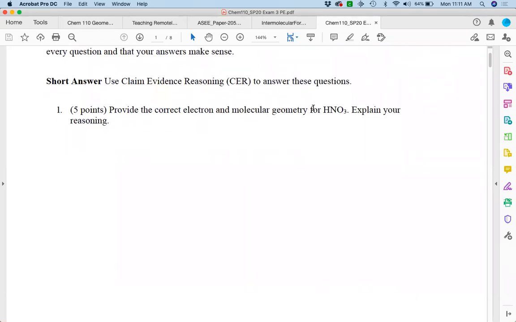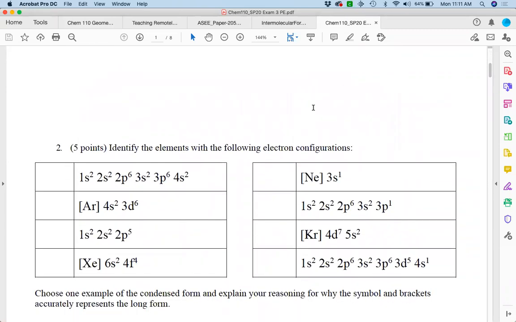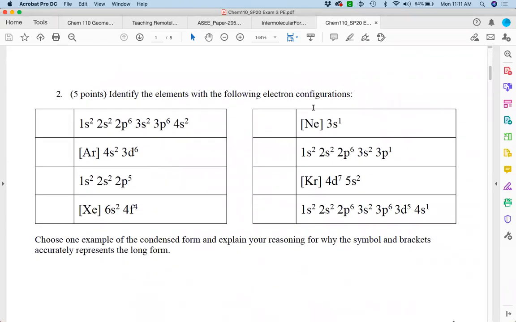Being able to do a claim evidence reasoning statement is a likely problem that you will see. So is the ability to provide the correct electron and molecular geometry, and being able to identify elements with the following electron configurations. I had a really great question from several folks about this example.